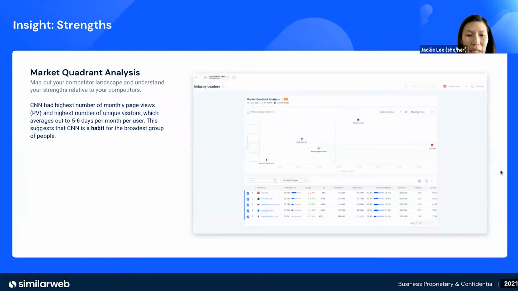And as you can see in the data in the chart below, CNN also had the highest number of unique visitors, which when you average that out, means it's 5 to 6 days per month per user that is coming to CNN. If you think about this, this means that CNN is a habit for the broadest group of people. They've got high traffic numbers and they're top of mind, which is a great place to be. To the next slide, please.